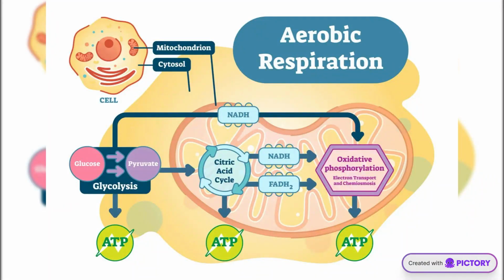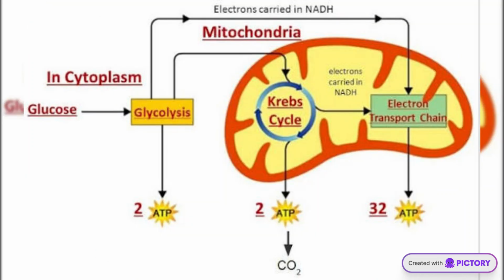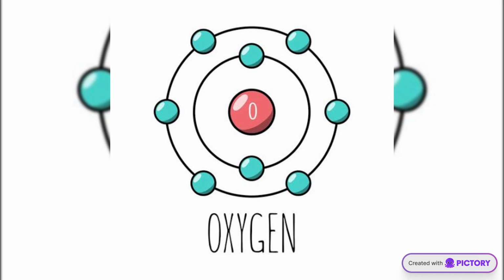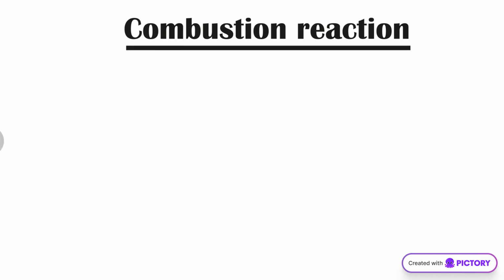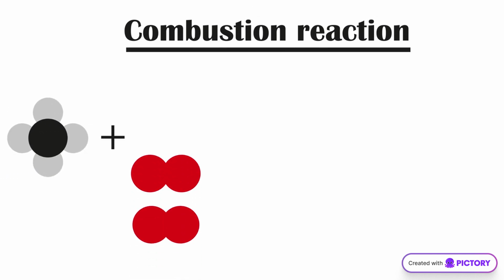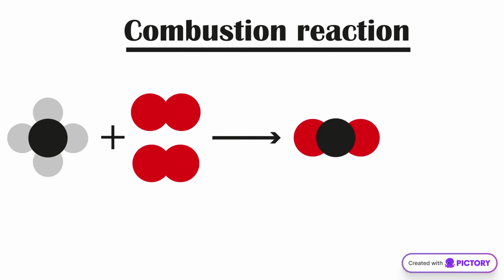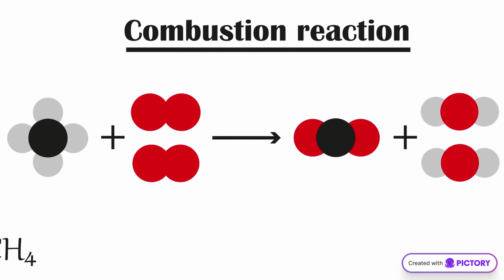Let's dive into the first type, aerobic respiration. This process occurs in both the cytoplasm and mitochondria of cells. It requires oxygen for effective energy production. The word equation is glucose plus oxygen right pointing arrow carbon dioxide plus water plus energy, ATP. In symbols, it looks like this: C6H12O6 plus 6O2 right pointing arrow 6CO2 plus 6H2O plus energy, ATP.